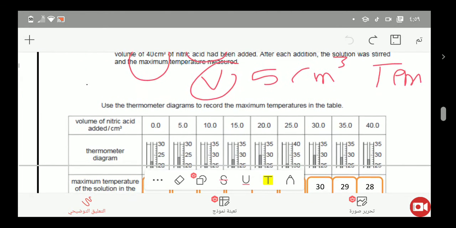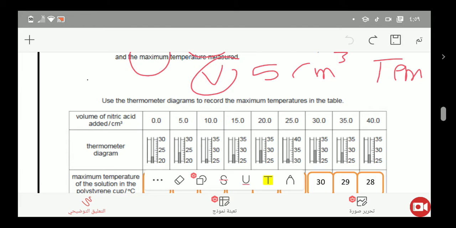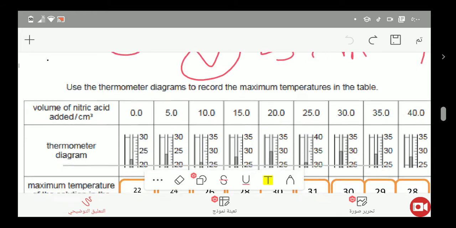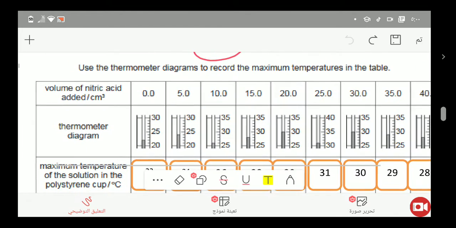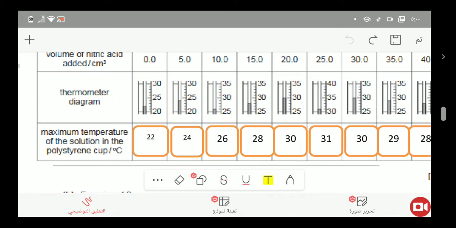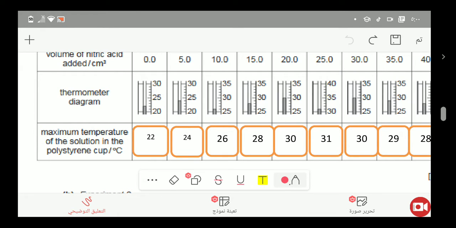So as you see here, there is a relation between temperature and volume. I recorded the temperature before the recording session. Firstly, we just put the alkaline without any addition of HNO3.